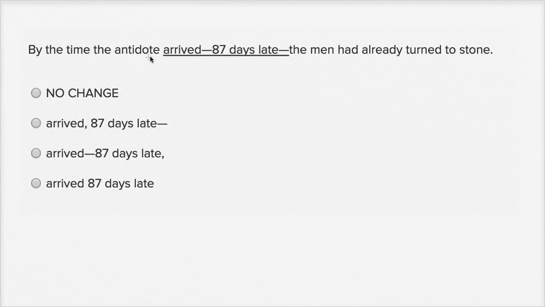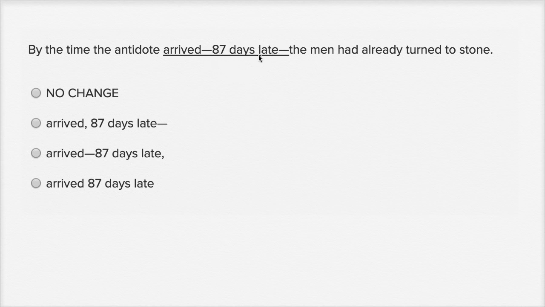By the time the antidote arrived, 87 days late, the men had already turned to stone. So I don't know what type of problem they had, but turning to stone, that seems pretty serious. But let's look at the grammar of it. So it's underlined. By the time the antidote arrived, dash, 87 days late, dash, the men had already turned to stone. So this seems like a pretty good use of dashes.